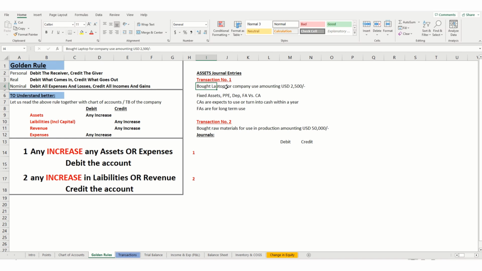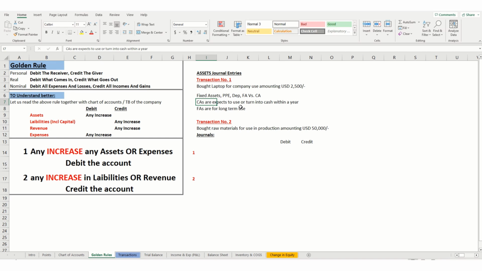So what are current assets? Current assets are expected to be used or turned into cash within a year. This laptop, we are not going to sell it. We didn't purchase it for selling, but for using in the business. That is why it goes to fixed assets. Current assets will turn into cash because they are for the purpose of selling or using in the business within the coming year.